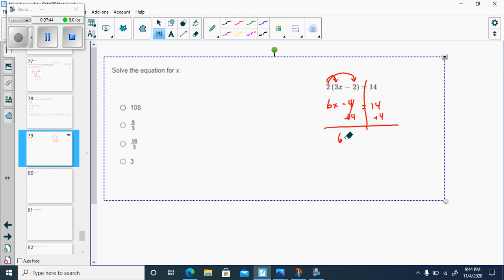This is gone. 6x then is equal to 14 plus 4 is 18. Divide this by 6, and x would be equal to 3. Our solution is 3.